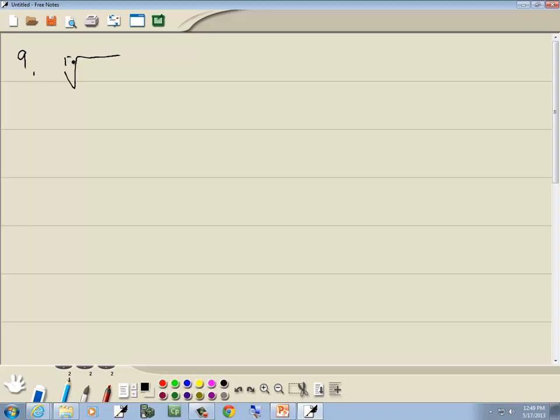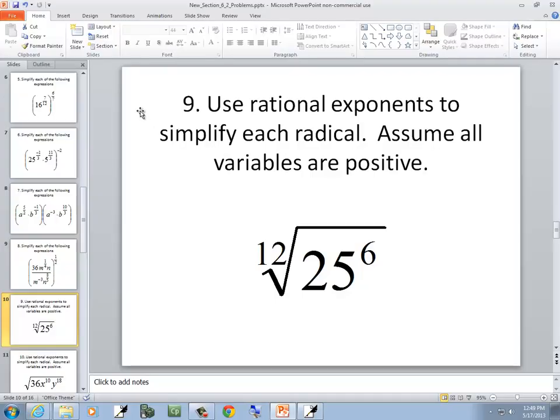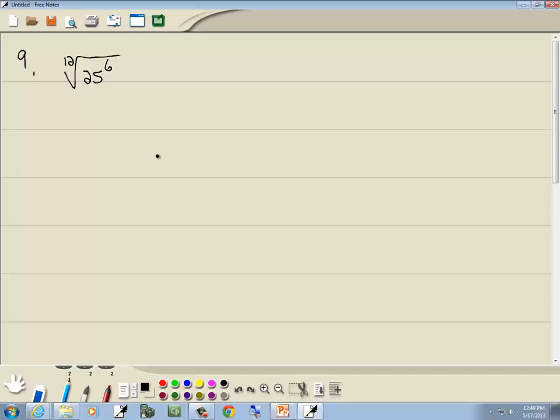Now these next problems give us the problem in radical form, and we want to use rational exponents to do some simplifying. There are some properties you can use dealing with radicals on these, but they specifically want us to use rational exponents. It says use rational exponents to simplify each radical, assume all variables are positive. Well, we can write this in rational exponent form, fractional power.